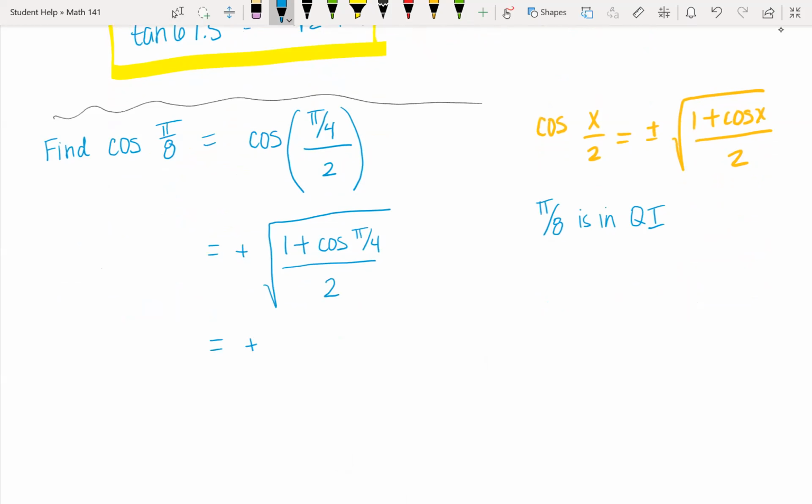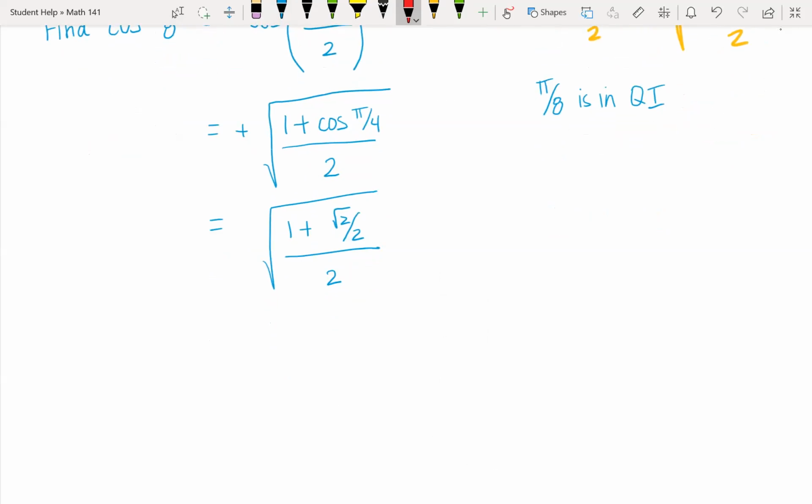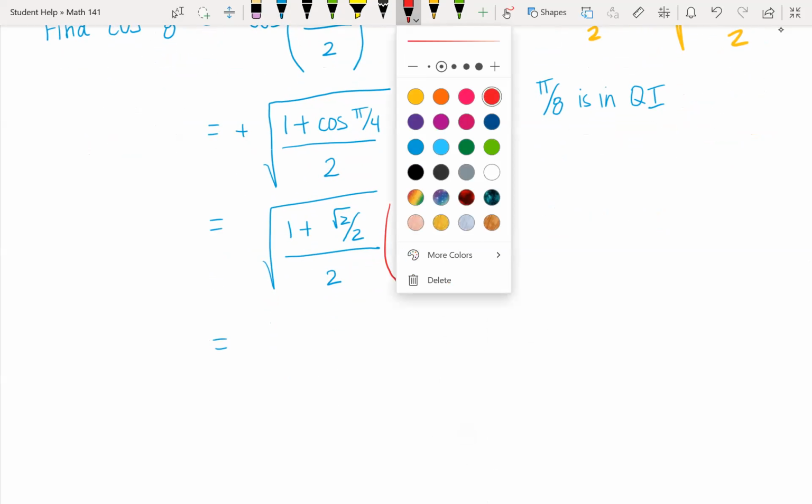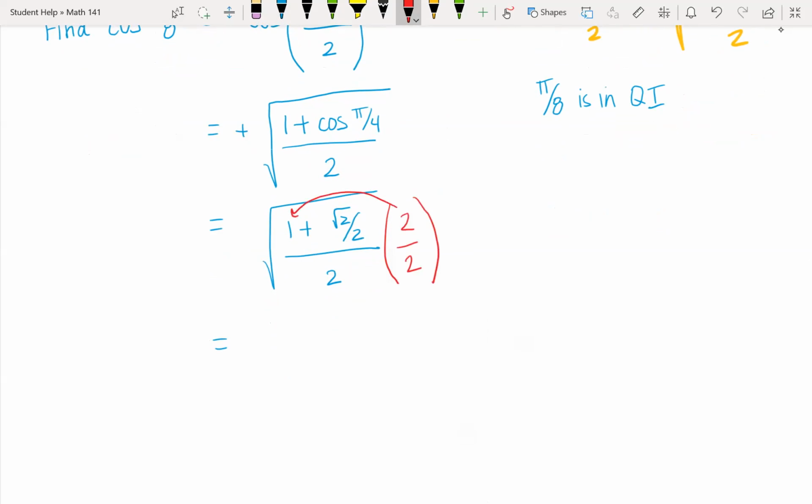So I guess I don't need the plus there. 1 plus square root of 2 over 2, divided by 2. I'm going to multiply everything on the inside of this radical by 2 over 2, because I've got that fraction in the numerator. The 2 is going to distribute to both items up on top, so it'll distribute to the 1 and then also to the fraction. That'll give me 2 plus the square root of 2, and then in the denominator we have 4.